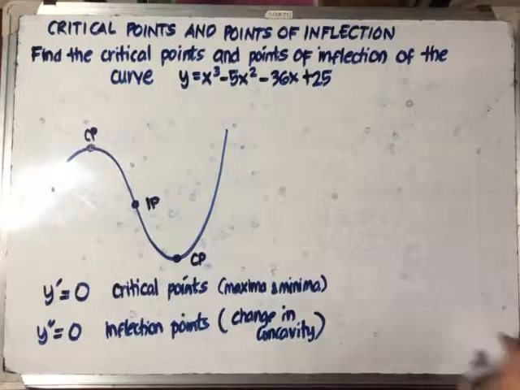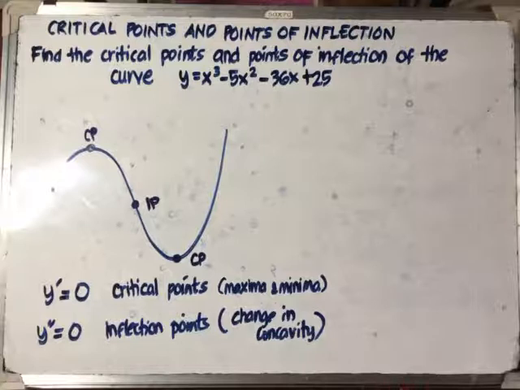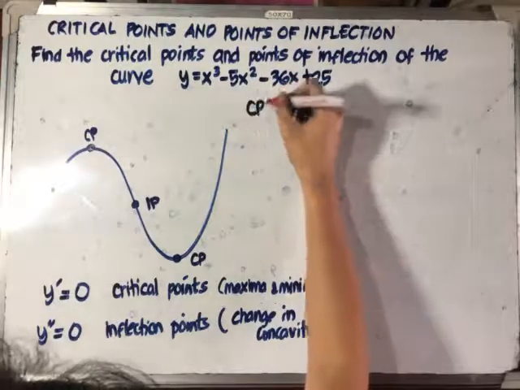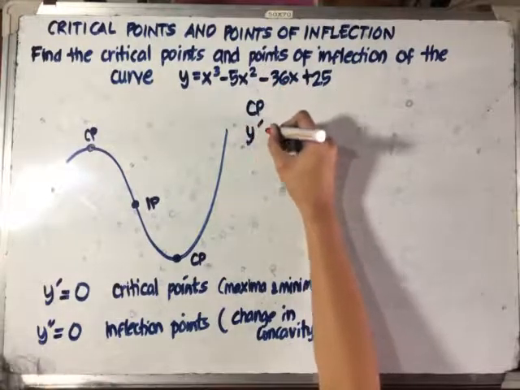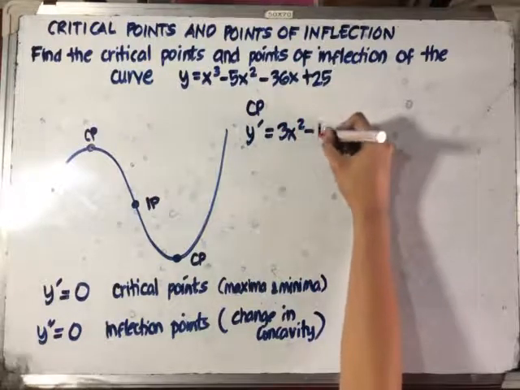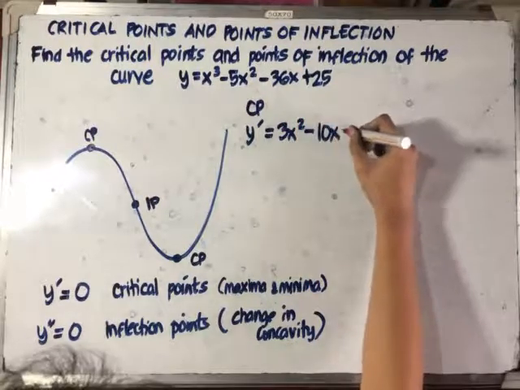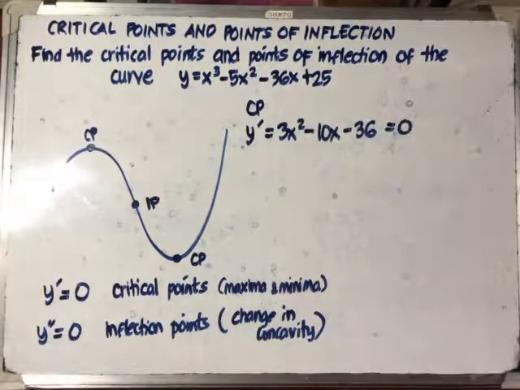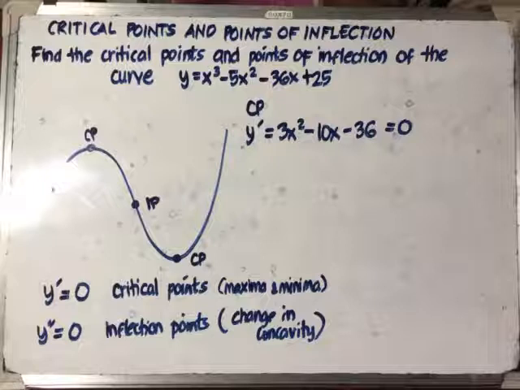So for this problem, we have this curve. Pinapahanap sa atin si critical points and points of inflection. So we have, for CP muna, we get our y prime, that is 3x squared minus 10x minus 36. And that should be equal to 0. Okay? So kailangan natin kunin ano ang magiging value ng x dito.